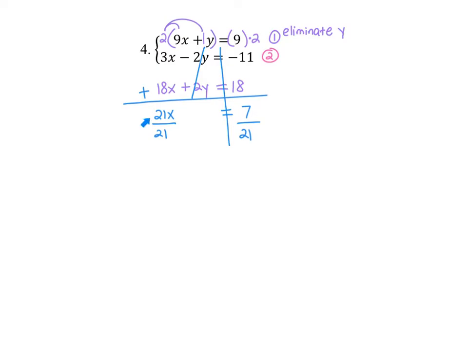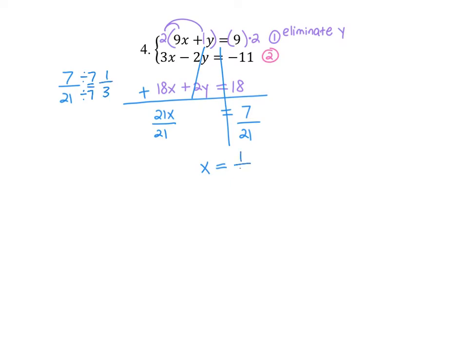So 21x divided by 21 is x equals 7 divided by 21. Let's not enter it into our calculator because it's going to be a repeating decimal. So just look at 7/21. What common factor goes into 7 and 21? Well, it's 7. So if we divide each by 7, we get the equivalent fraction, which is 1/3.